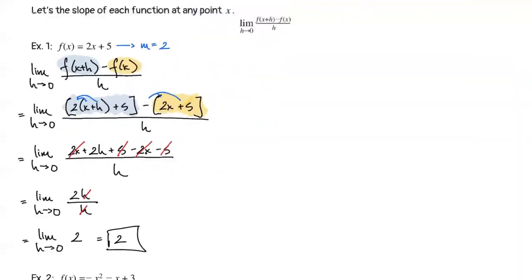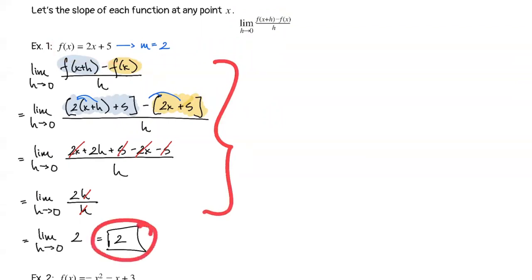Now at the beginning of this problem, I said, hey, tell me about the slope of this, right? It's a line. I know you know the slope is 2. But when we did this formal definition of the derivative, we also ended up with 2. Okay, that is not a coincidence.